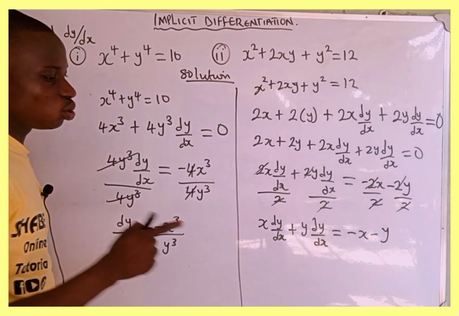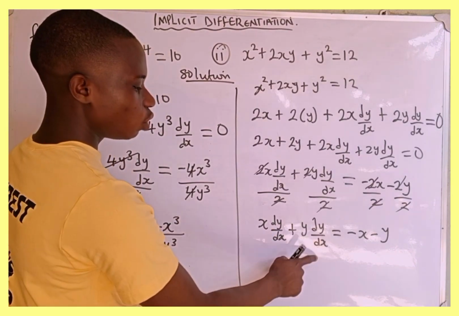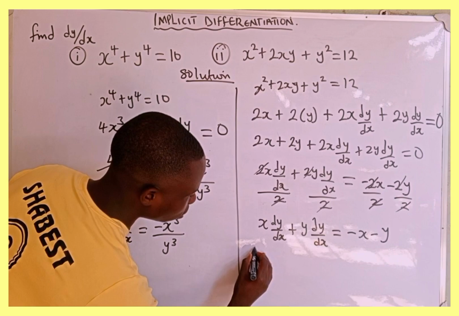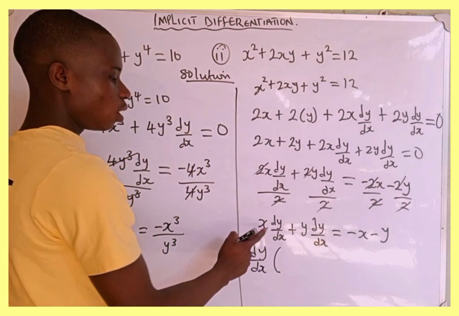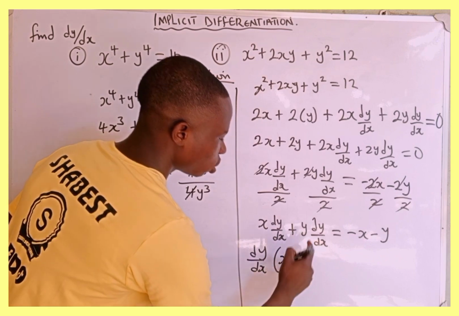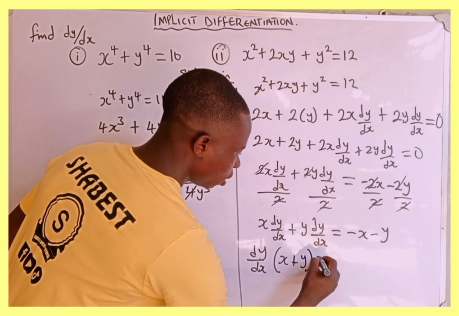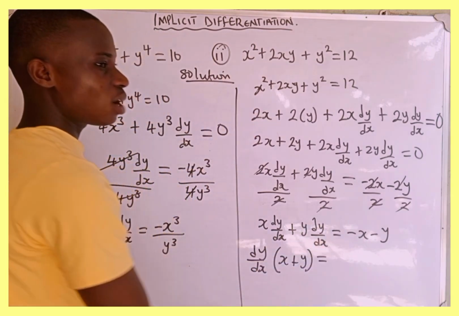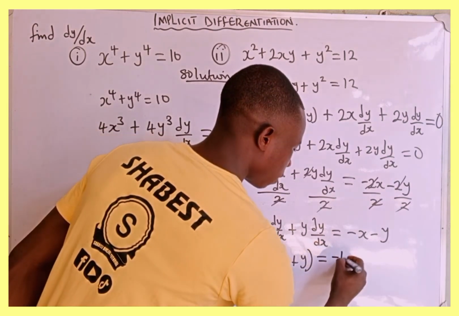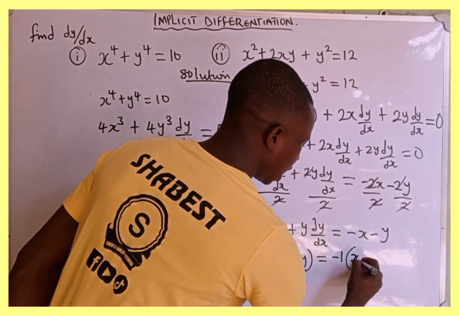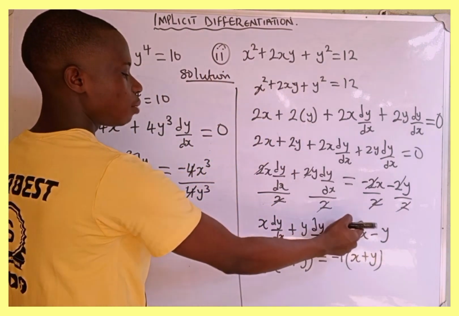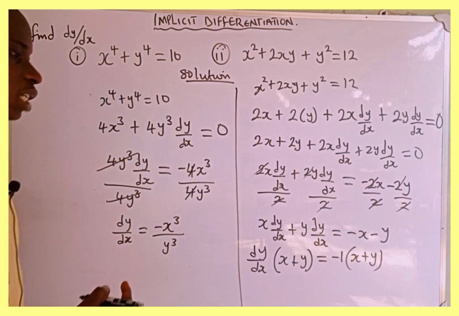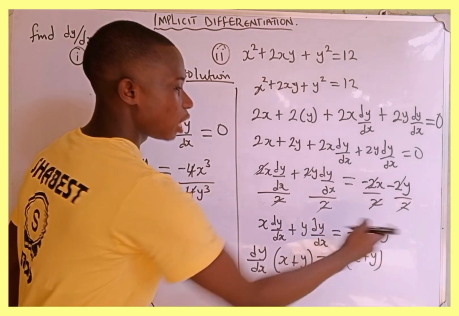Now the next thing we're going to do, we have dy over dx here, also dy over dx here. We're going to factor out dy over dx, and we open a bracket. We're left with only x, then plus only y, which is equal to, we can factor out minus 1 here. If you factor out minus 1, we are left with x plus y. So that if you expand this bracket, we still get back minus x and minus y.